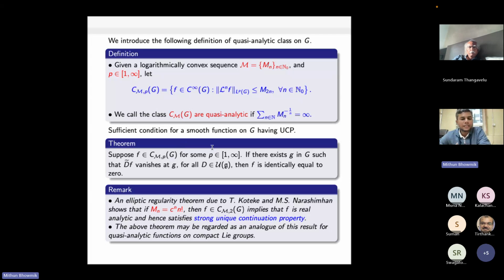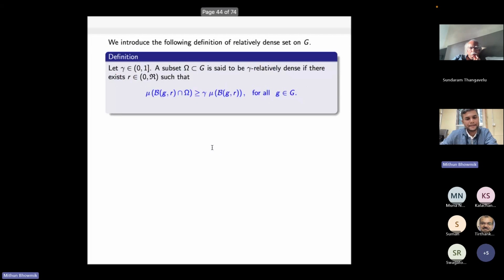Now our aim is to quantify this fact. How can I quantify this strong unique continuation property? Can I say that if we have a relatively dense subset of G, we can recover the LP mass of f out of its restriction to a relatively dense set? That is the result that we are aiming to prove. So first we will define what a relatively dense set in G is. This is the definition.